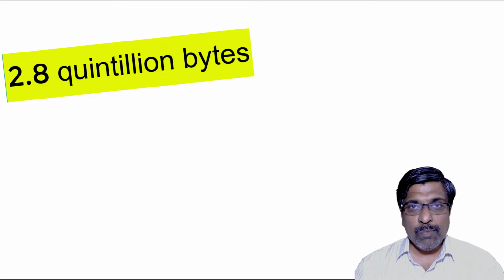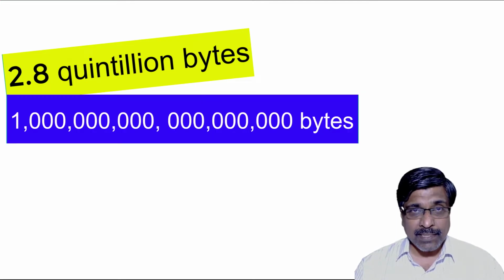Did you know that the internet is generating approximately 2.8 quintillion bytes of data every day? 1 quintillion is approximately 10 to the power of 18 bytes. What do we do with such a humongous amount of data? We need to make use of that data and deduce some information out of it.